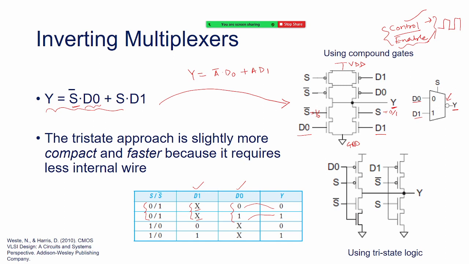Multiplexer, what is the function? What is a multiplexer doing here? It's just a data transmission circuit, right? It's just connecting data from input to output. D0 to Y or D1 to Y, right?